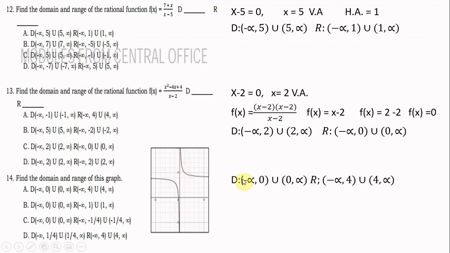So therefore our domain is on the interval negative infinity and 0, because the y-axis is our vertical asymptote. Look at the graph. It goes near the y-axis, but it doesn't touch the y-axis. So this is our vertical asymptote, the y-axis. Our range value, maybe this is 4. The graph doesn't touch the horizontal asymptote, which is 4. So our range is on the interval negative infinity and 4, union 4 and positive infinity.